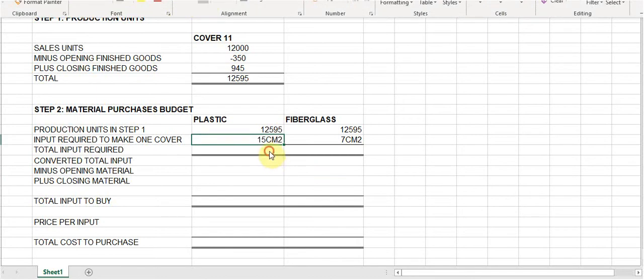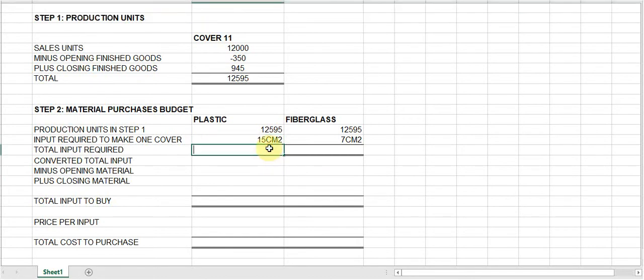Right, we need to multiply to get the total square centimeters. So that's 12,595 times 15 square centimeters, and that gives us 188,925 square centimeters. If we do it for the fiberglass, 12,595 times 7 square centimeters, that is going to give us 88,165.